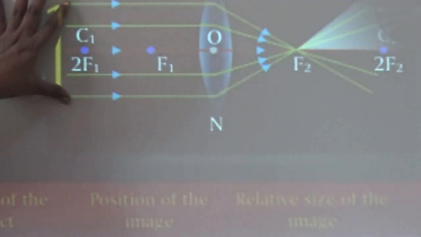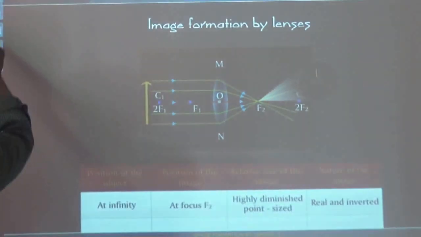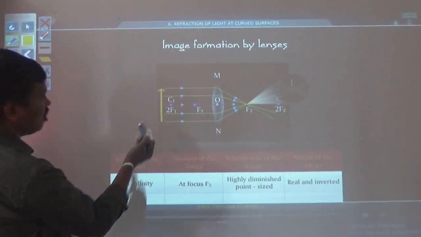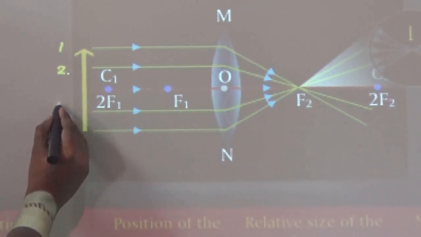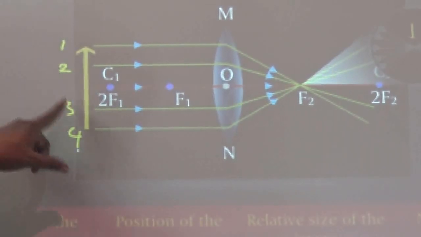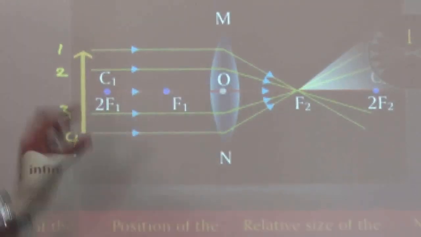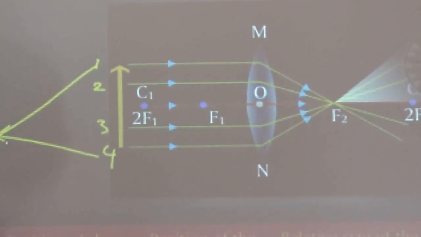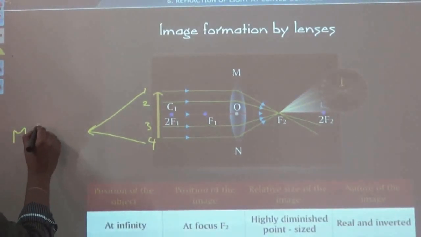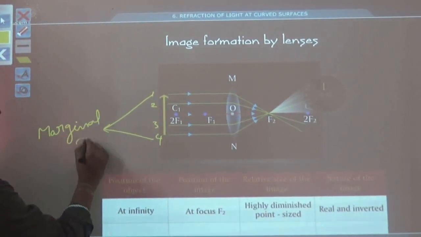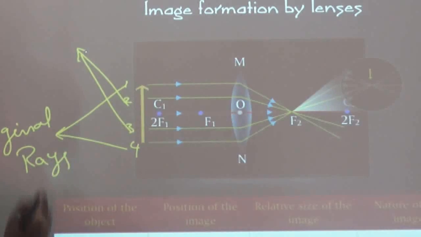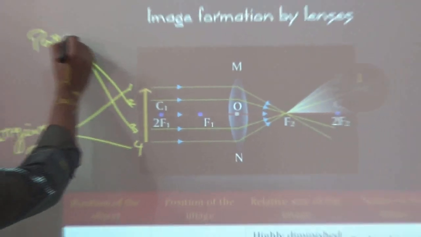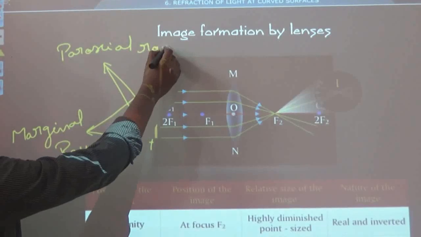Now the light rays come from the object at infinity. These light rays are said to be parallel rays: the first, second, third and fourth light rays, 1, 2, 3, 4, are parallel rays. But these two rays, 1 and 4, are said to be marginal rays, and also 2 and 3, these two rays are said to be paraxial rays.